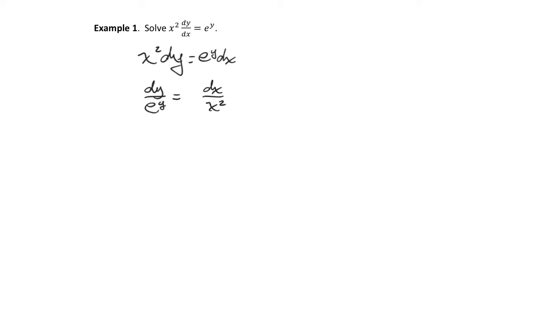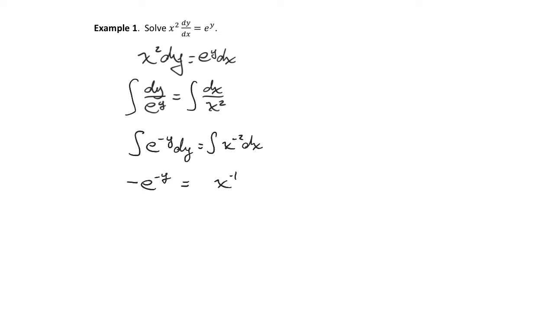Now I left a little bit of space because now that we have the variables separated, that's why we call them separable equations, we've got dy with the y's, dx with the x's, we can integrate both sides. Now, in order to find the antiderivative here, we need to rewrite each of these using properties of exponents. This is going to be the integral of e to the negative y dy equals the integral of x to the negative 2 dx. And we find antiderivatives. The antiderivative of e to the negative y is negative e to the negative y. The antiderivative of x to the negative 2, the exponent will be 1 larger, so it'll be negative 1, and we'll divide by negative 1, which is the same as multiplying by negative 1.